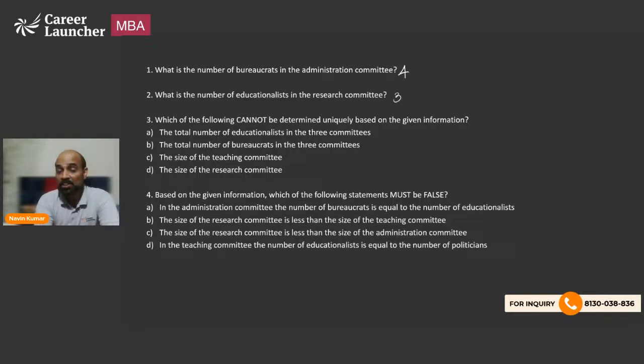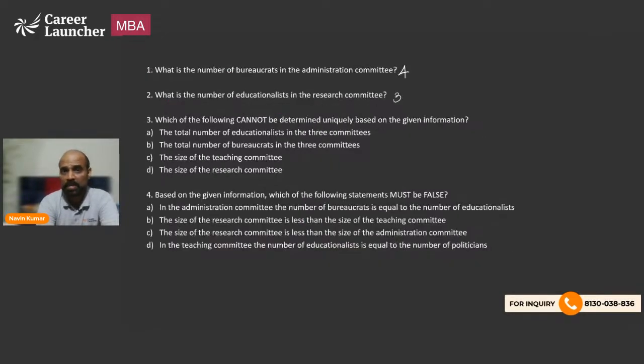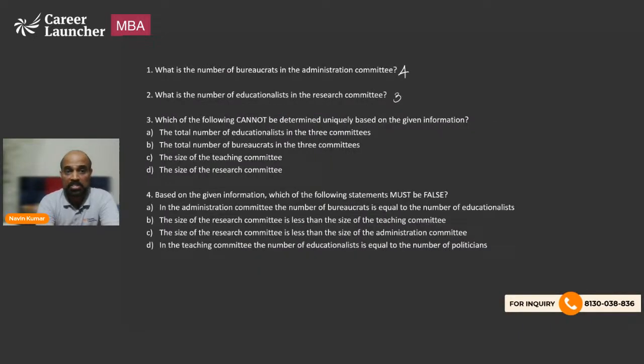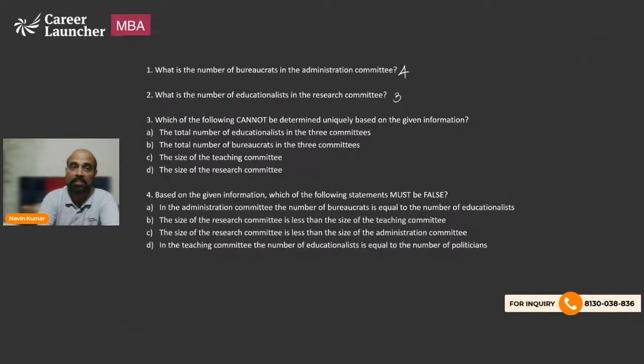Which of the following cannot be determined uniquely based on the given information? The total number of educationalists in the 3 committees. We know the exact number of educationalists. That's 9, right? So we can determine this. The total number of bureaucrats in the 3 committees, that is also unique. It's 10. The size of teaching committee, that's not unique. It's either 5 or 6. The size of research committee, that's fixed. That's 7. So the answer is going to be option C.